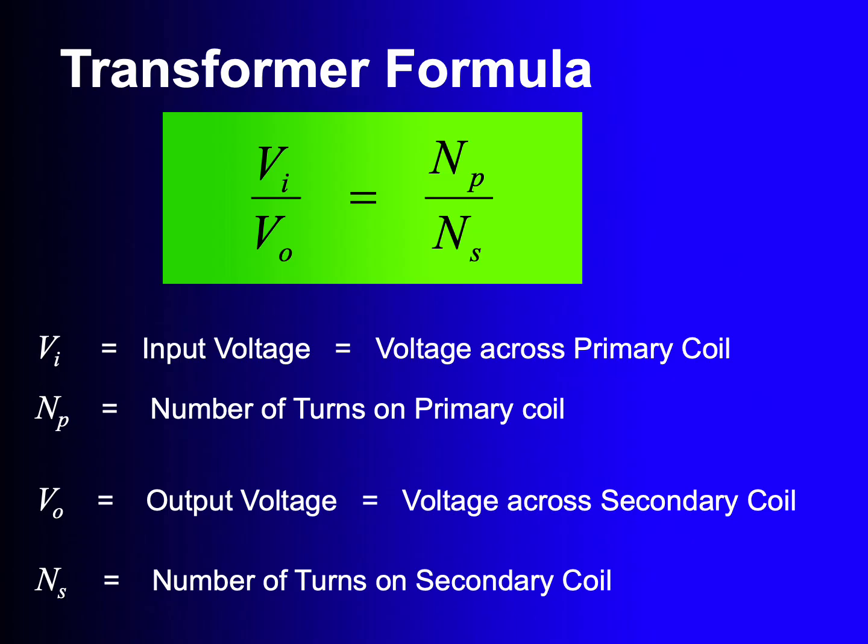So this, I need you to note in your notes as well, is the formula. We can take the input voltage VI divided by the output voltage VO and equate that to the number of turns in the primary over the number of turns in the secondary coil. And if we know 3 out of the 4 values, we can work out the missing value.